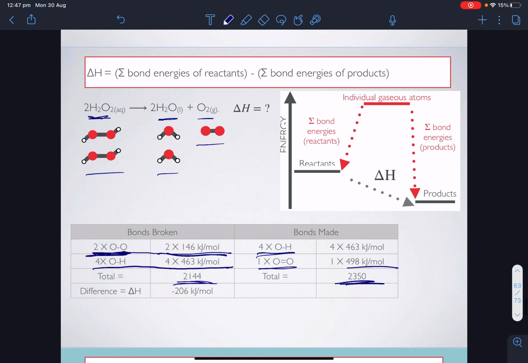So the bond energies in the reactants, or the bonds broken, minus the bonds made: we got 2144 positive minus 2350 gives negative 206 kilojoules per mole.